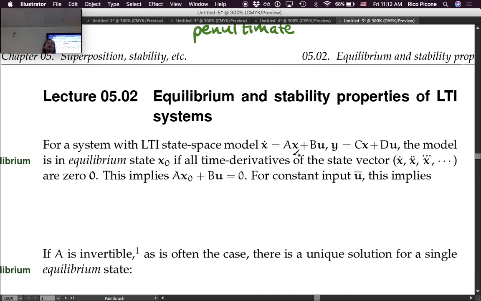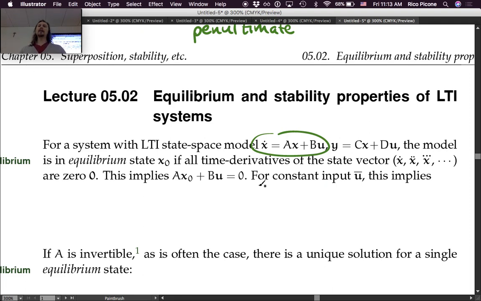So for a system with LTI state space model, our usual standard form, x dot equals Ax plus Bu, y equals Cx plus Du. The model is in equilibrium, state x naught, if all time derivatives of the state vector are zero, or the zero vector. So if they're not changing, right? Not changing. So this implies that A x naught plus Bu equals zero vector. So this equation is equal to 0 instead of x dot.